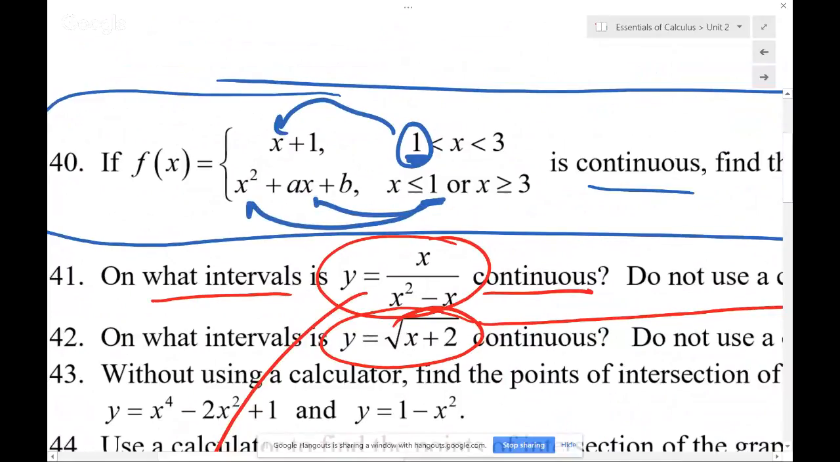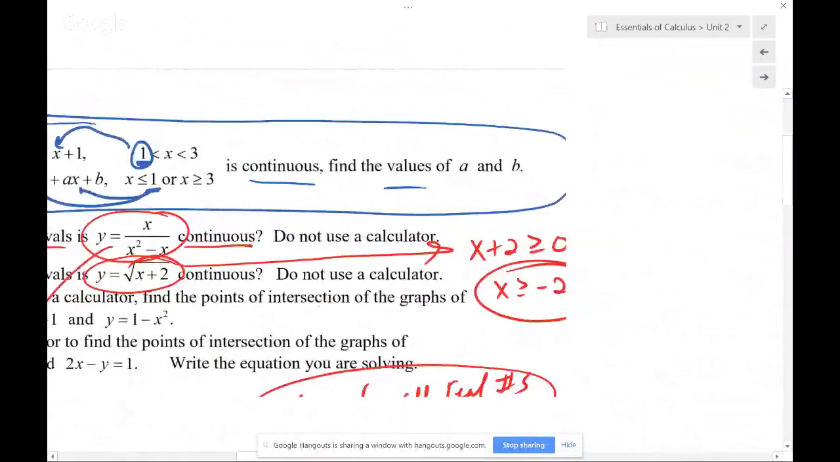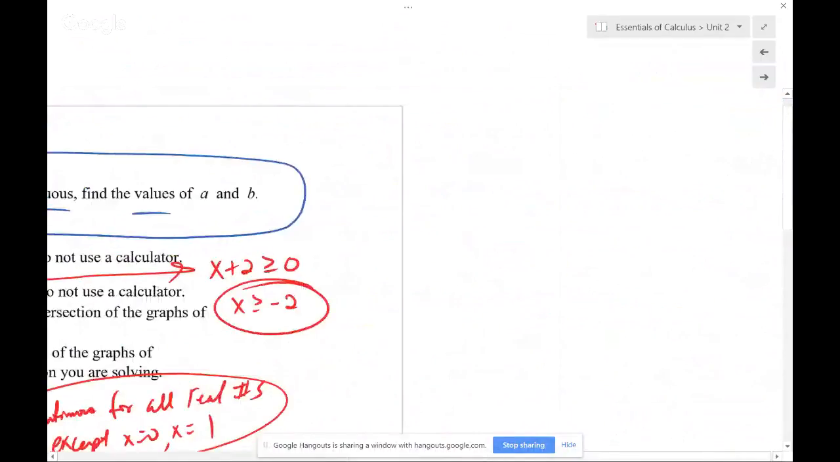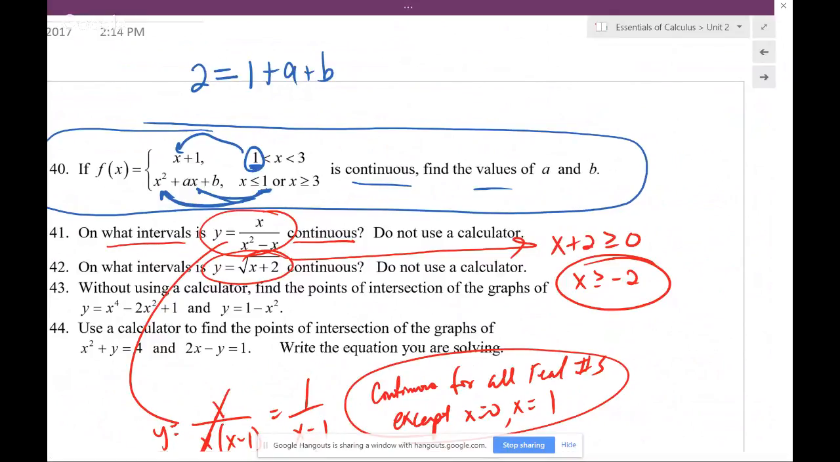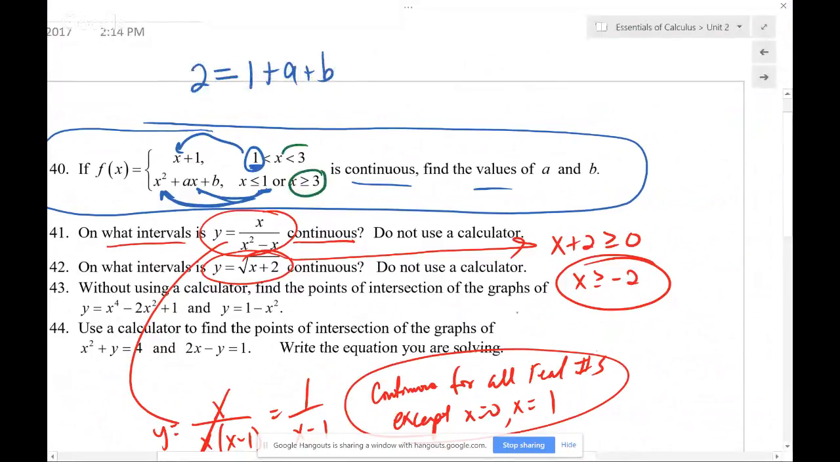All right, so I'm going to plug in 1 first. Let's see what I got here. When I plug in 1, I'm going to get 1 plus 1, which is 2. And I'm going to set that equal to when I plug in 1 in the other one. So that's going to give me 1 plus A plus B. Then I'm going to plug in the other value that I have, and set that one equal to. So 3 plus 1 is 4 equals 9 plus 3A plus B.